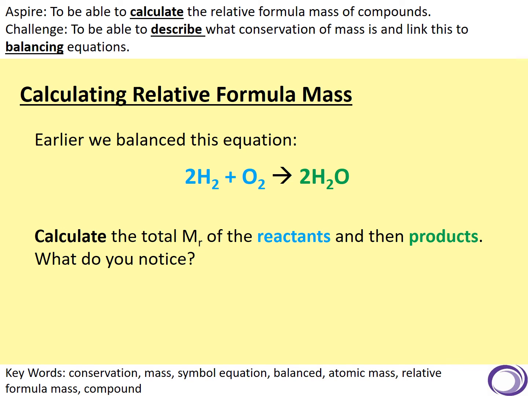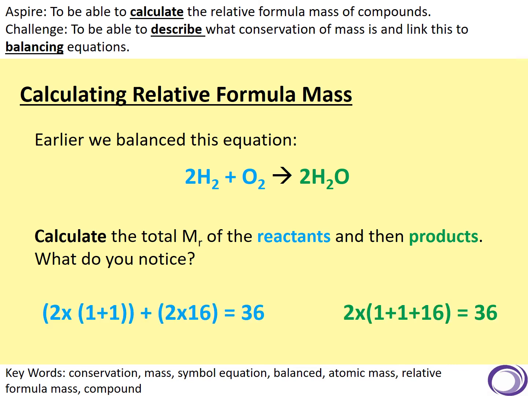So when we look at calculating our relative formula mass, we can look back at how we balanced equations earlier on. So we had 2 molecules of hydrogen plus a molecule of oxygen making 2 molecules of water. And if we wanted to calculate the total molecular mass of the reactants and the products, you should see something. So if we add up, we have got 2 lots of 2 for our hydrogen plus 2 lots of 16 gives us a total of 36.